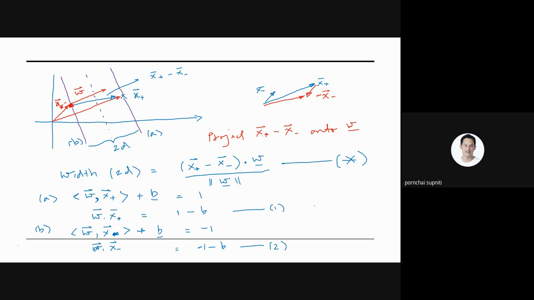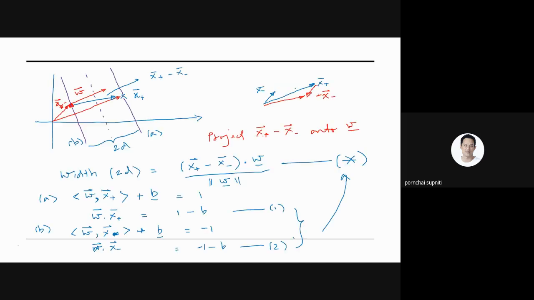So if I insert equations 1 and 2 into this asterisk equation, what am I going to have? I'm going to have that the width, or 2d, on the numerator, I can expand the product to get x plus multiplied with W, and then minus x minus multiplied with W. And the whole thing is 1 over size of W. So I just expand the top part here, the inner product, you can distribute the term.